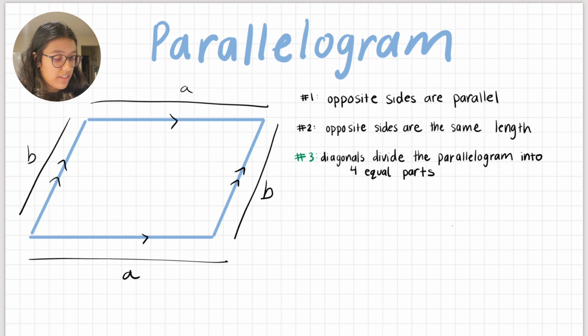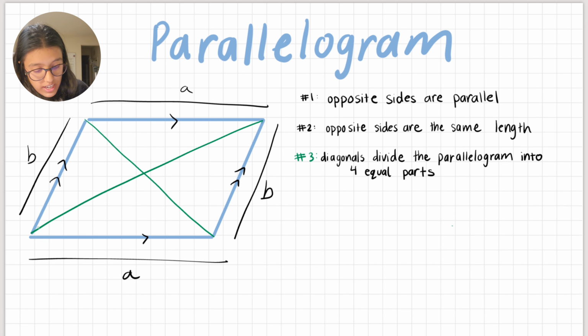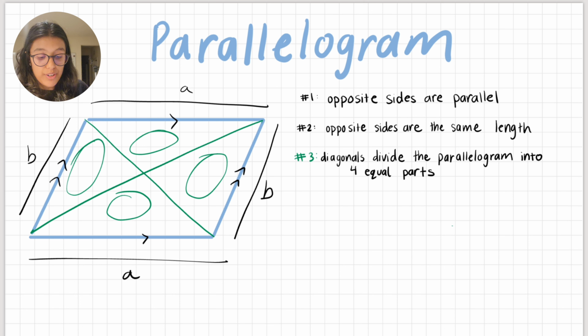Alright, so now on to our next property, property number 3. Diagonals divide the parallelogram into 4 equal parts. So that's basically saying this is one diagonal and this is another diagonal. This is the same as this, is the same as this, is the same as this. In other words, the area of this triangle over here is the same as this triangle over here, this triangle over here, and this triangle over here.